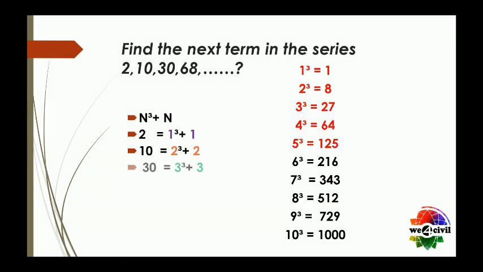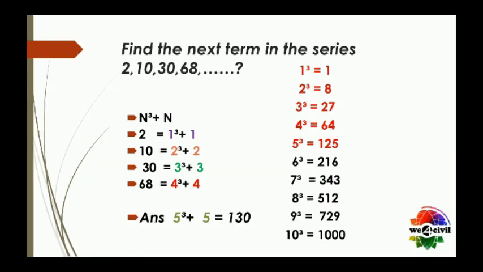The third term is 3 cube plus 3, and that's why I told you this is following a pattern n cube plus n. So we have to get the fifth term and we do 5 cube plus 5 to get 130, and 130 is the answer of this question. So if you have the cubes in mind, just by looking at the question you can get a relation between the series and the cubes of the term, and that way you can save a lot of time.